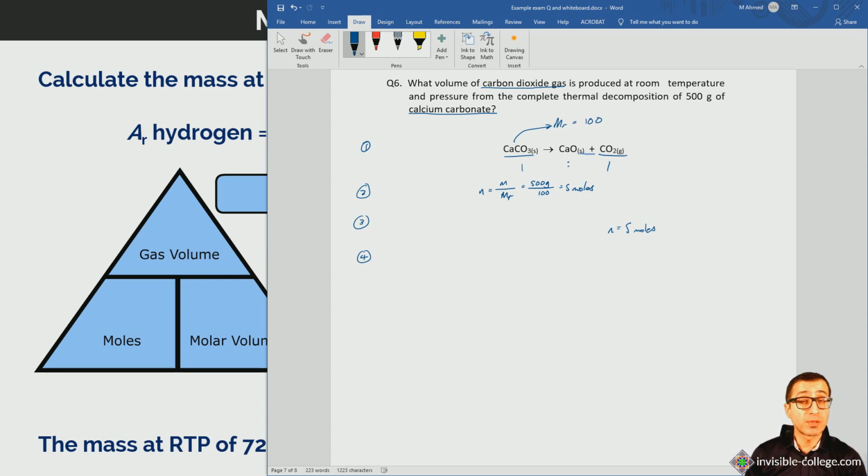So in this case, we use the molar gas volume. Any 1 mole of any gas at room temperature and pressure will occupy 24 cubic decimeters. And so therefore, the volume of carbon dioxide that we're going to produce is going to be the number of moles 5 multiplied by the molar volume, which is 24. And this gives us 120 cubic decimeters.